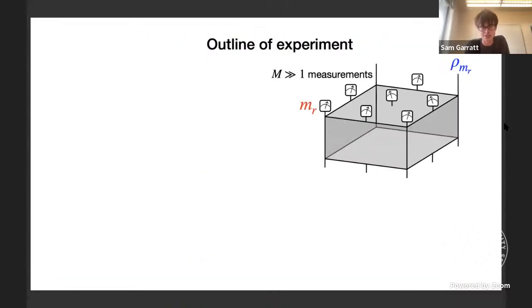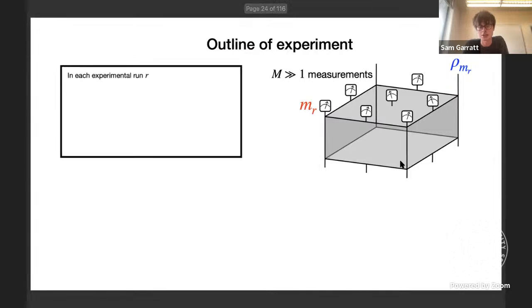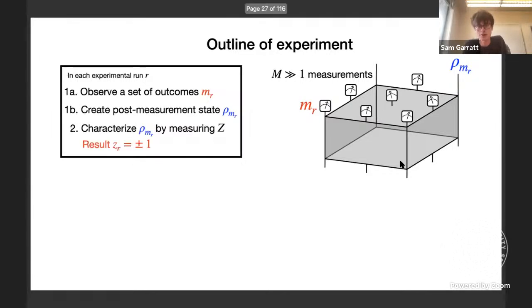So let's just outline this experiment. We take some complicated quantum state, which is represented by this big box. In every experimental run, we measure and we observe some set of outcomes MR. In doing so, we create this post-measurement state rho MR. And then what we're going to do is characterize rho MR, our post-measurement density matrix, by measuring a Pauli operator. So we measure this Pauli operator, we get a result, and that result is plus or minus 1.